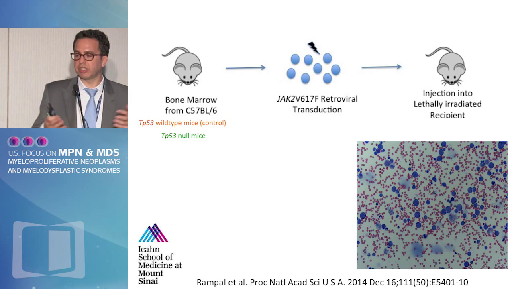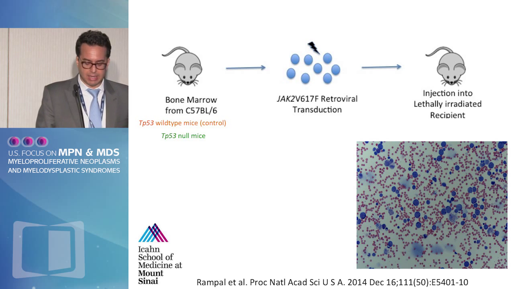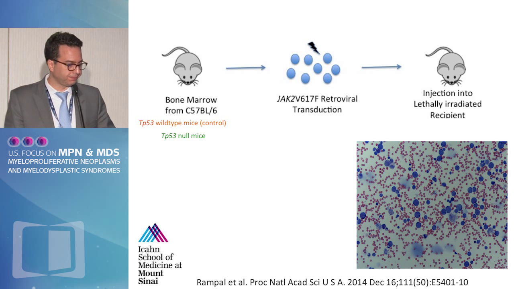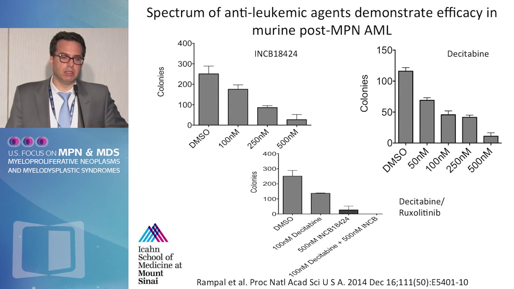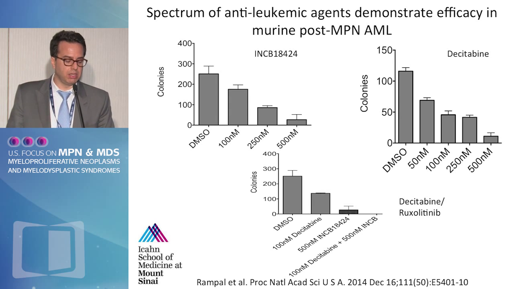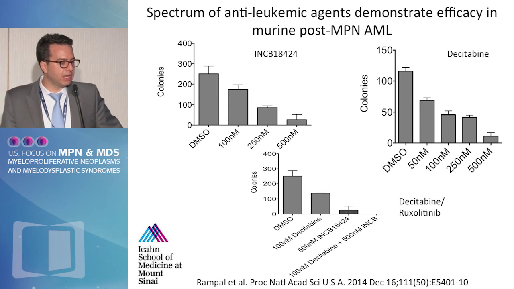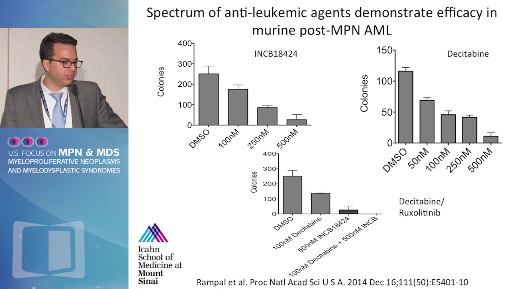Provides a mouse that looks like AML in many respects, has a high white count, high platelet count, extramedullary hematopoiesis, and tons of blasts, and they don't live very long. If you take those bone marrow cells out and you serially replate them in methylcellulose, thereby credentialing their leukemic phenotype. If you then take those cells and expose them to increasing doses of single-agent ruxolitinib or single-agent decitabine, you get reduction in colony formation that's shown here in a dose-dependent fashion. And it's most pronounced when the 2 are in combination, as shown in the lower figure.